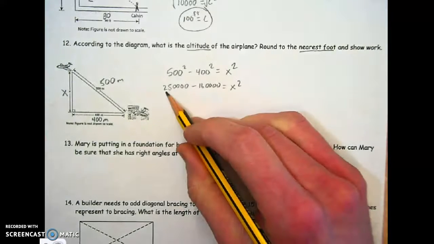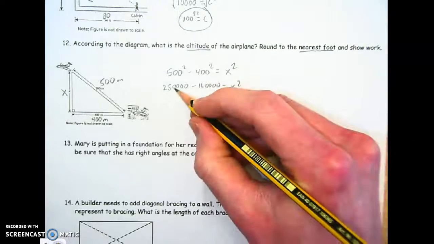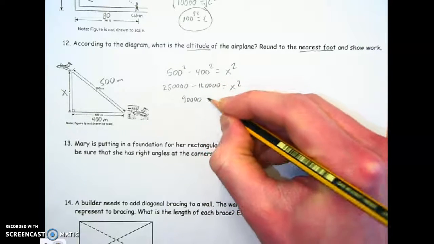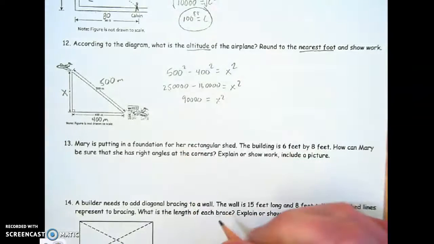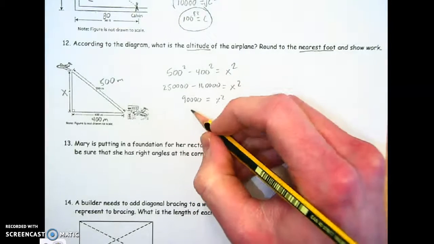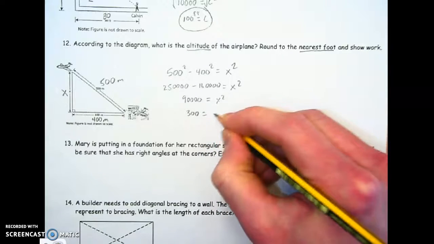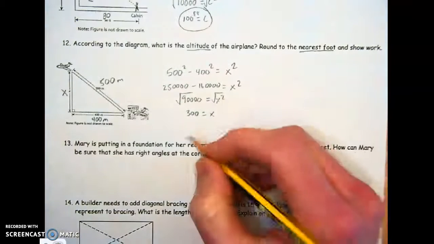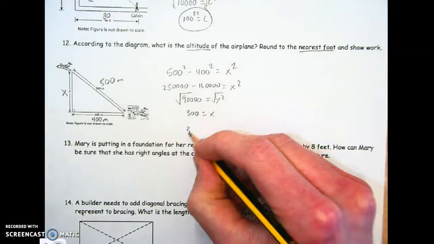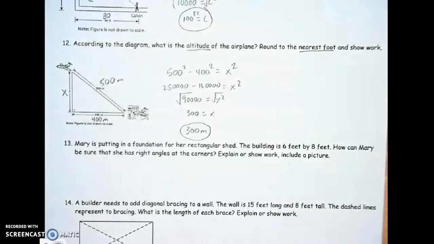Doing some subtraction there. 25 minus 16 is a 9. So it's going to be a 9 with 4 zeros is x squared. Let's take the square root. I know the square root of 9 is 3. So this is going to be 30. No, sorry, 300. So this will be 300 meters. Done.